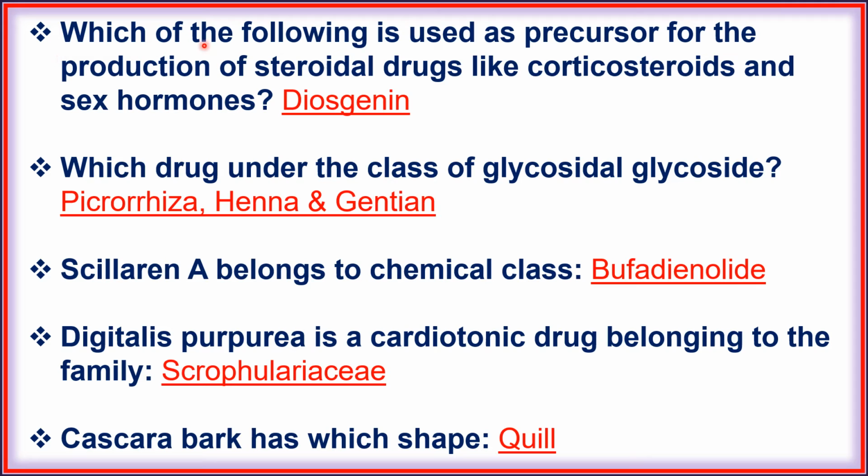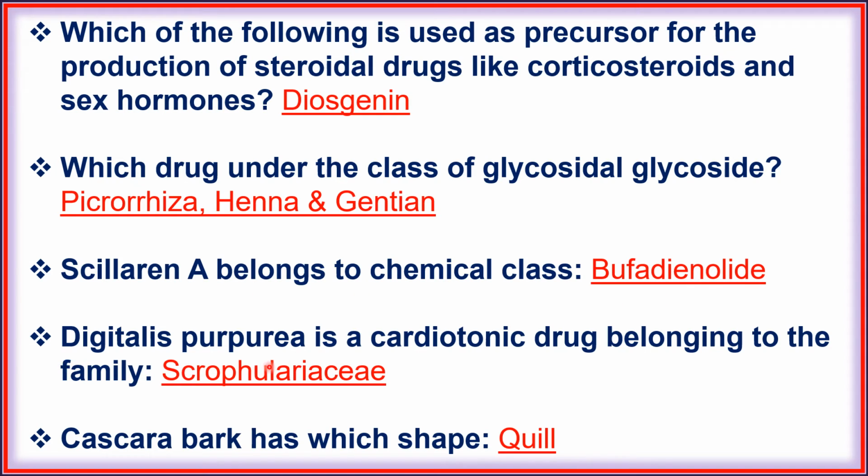Next, which of the following is used as precursor for the production of steroidal drugs like corticosteroids and sex hormones, that is diosgenin? Next, which drug is under the class of bitter glycoside, that is Picrorhiza, Henna and Gentian? Next, Scillaren A belongs to the class of bufadienolide.